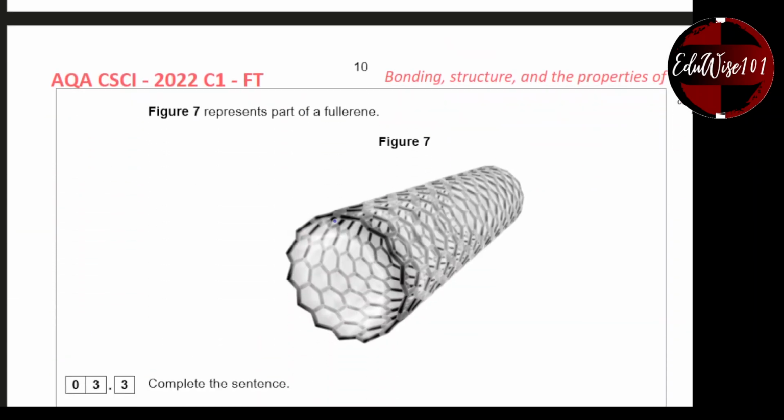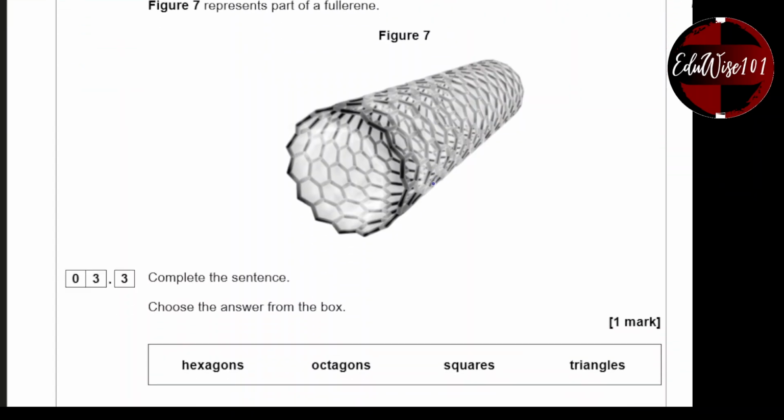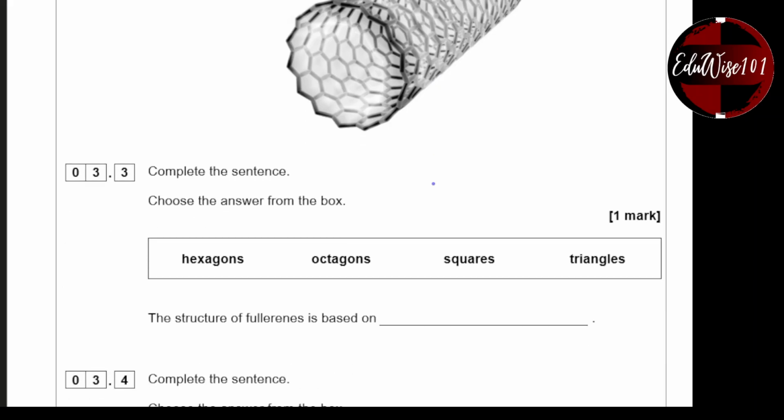Next question. Figure 7 represents part of a fullerene. Complete the sentence. Choose the answer from the box. So you have hexagons, octagons, squares, and triangles. The structure of fullerenes is based on, is it based on hexagons? I think so, because if we look at one of these parts, that's a hexagon. It's got 1, 2, 3, 4, 5, 6 sides, so it's a hexagon.